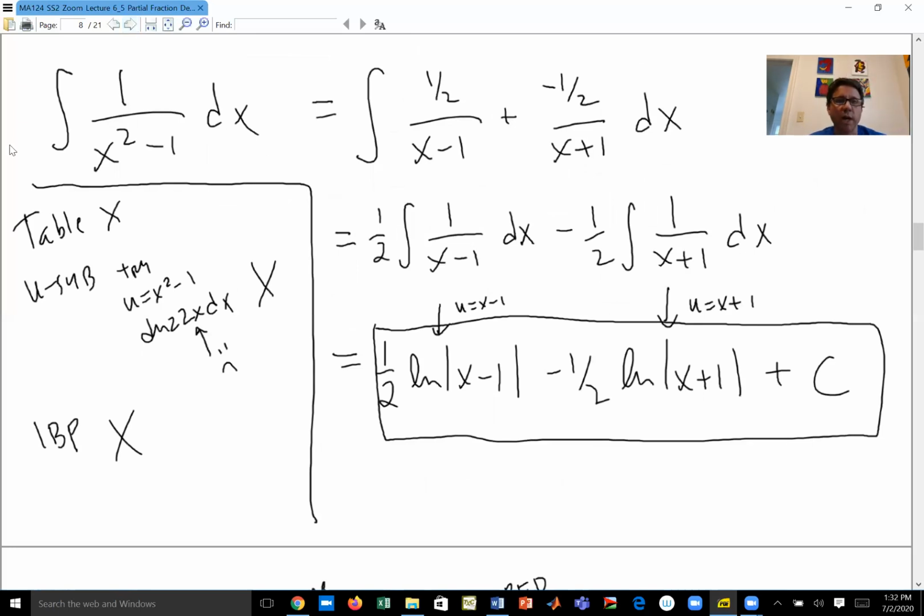Well, if you tried to do this integral 1 over x squared minus 1, it's not in our table. Substitutions don't work. Integration by parts doesn't work. It's definitely not a trig thing.